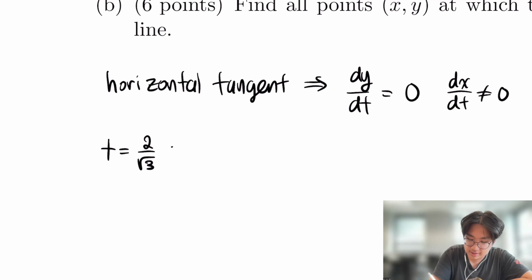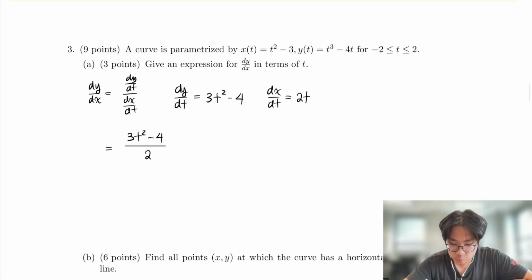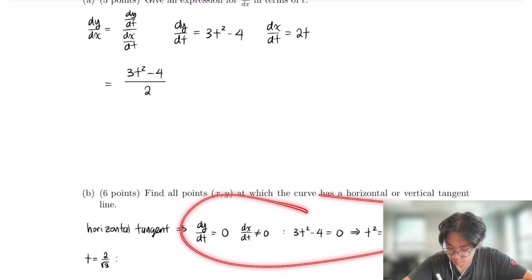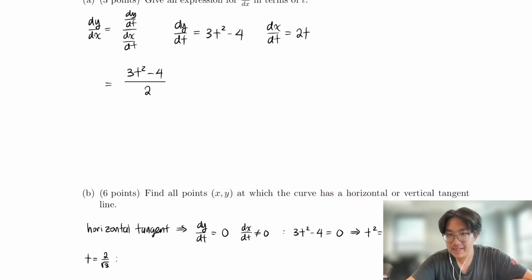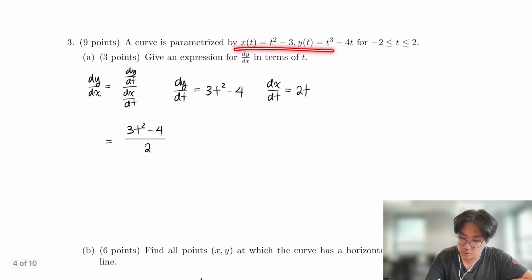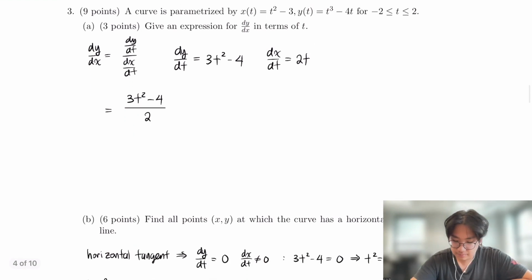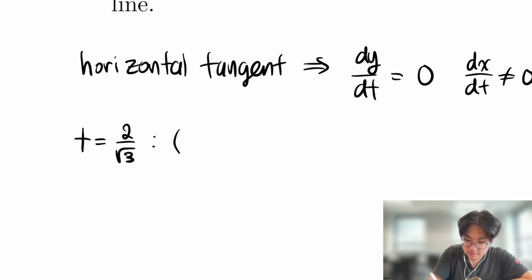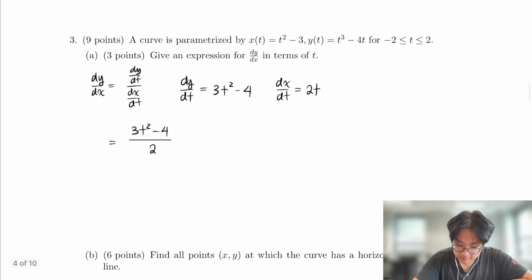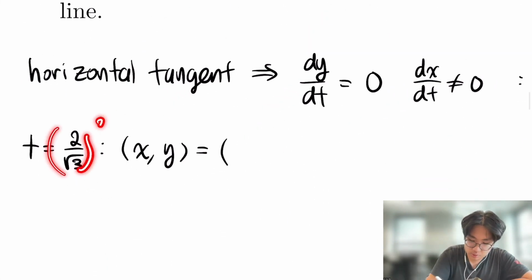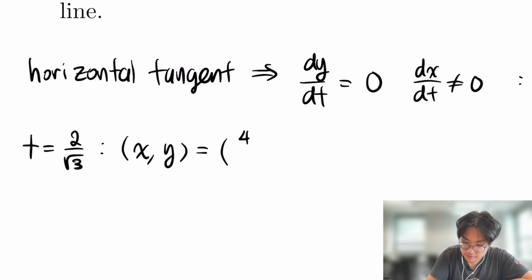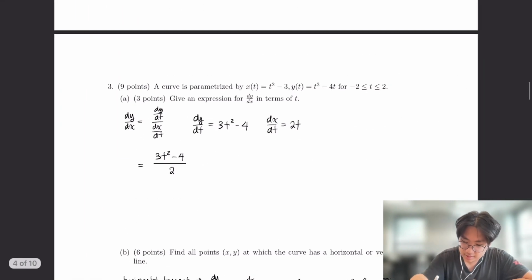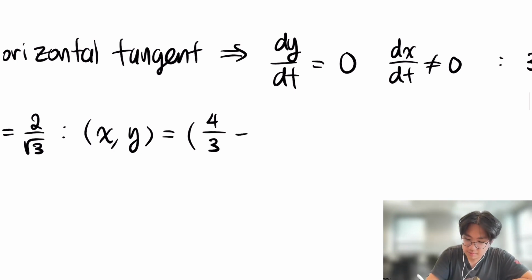So you plug this in. Again, what you really need to be careful of is where you're plugging things in. Over here, we're finding the solutions where dy dt and dx dt are equal to 0. But when we're plugging it back in, we need to make sure we're plugging it back into these parts over here. So for x of t, x of t is equal to t squared minus 3. So we have our points x, y. Okay, so you plug this in, again, t squared. So we're trying to square this. So obviously you square the top, so you get 4 over 3, and then minus 3. So 4 over 3 minus 3.